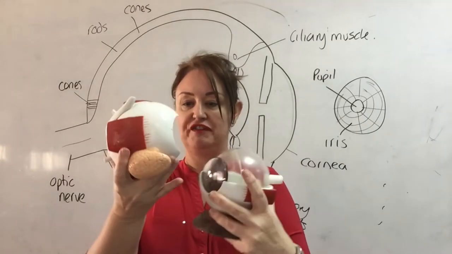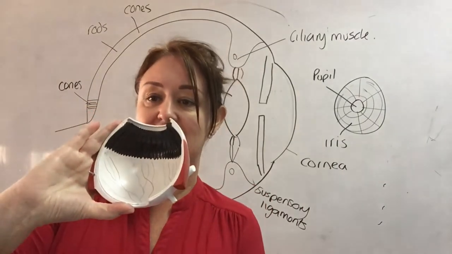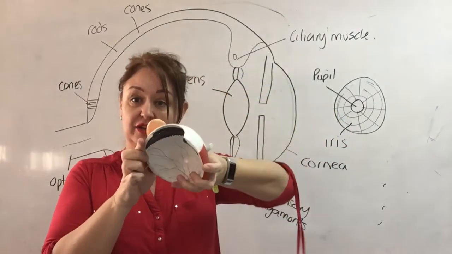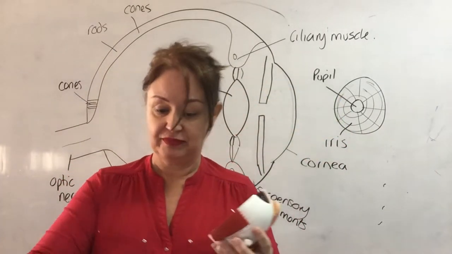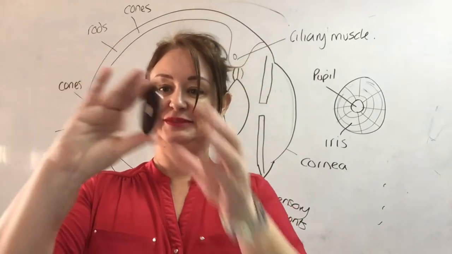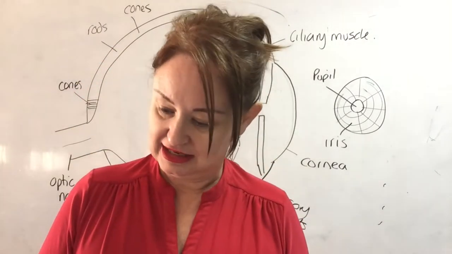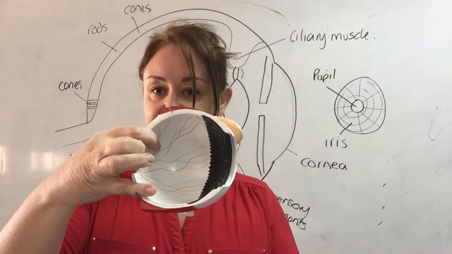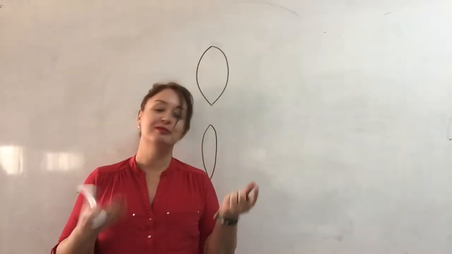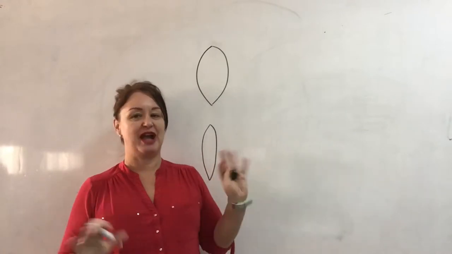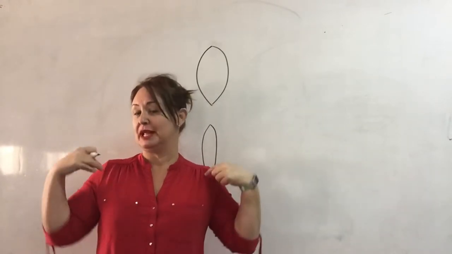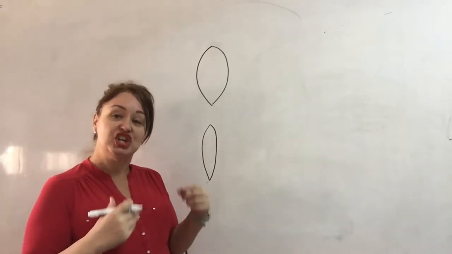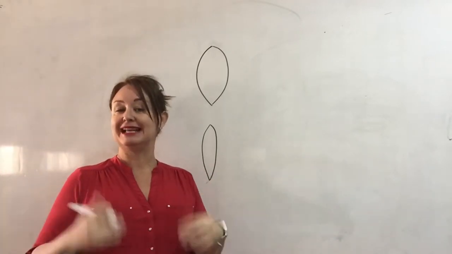So if I take this off, we can see inside here, this would be the iris. This is some of this circular bit here. Here we've got the lens, and here we've got the inside, and you can see all the blood vessels on the inside there. Remember that this is actually a physics lesson, so I'm not hanging on the biology too much. But we can change the shape of our lens, and that changes the refraction, the bending of the light.